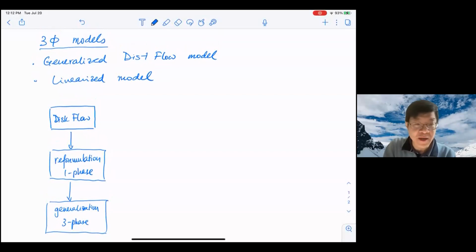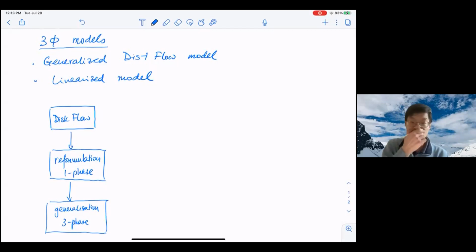So there are two topics. One is we'll generalize the DistFlow model proposed by Baran and Wu back in 1989 for single-phase networks, and try to generalize that to a three-phase model. And then we will propose a corresponding linearized model for the three-phase network.